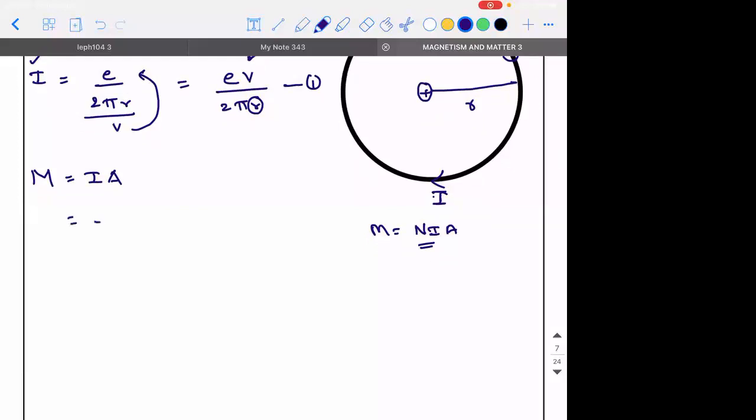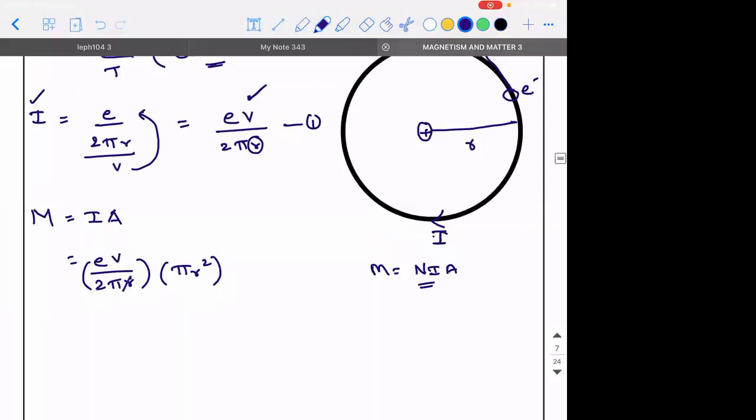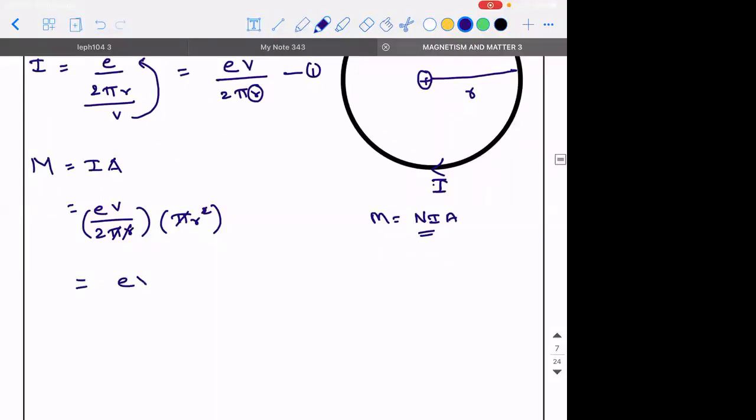But what is the value of I, guys? Is it not EV divided by 2 pi r, into what is the area? It is pi r square. So r and r are gone, pi and pi is gone. So I will have EVR divided by 2. Again, I will face the same issue.